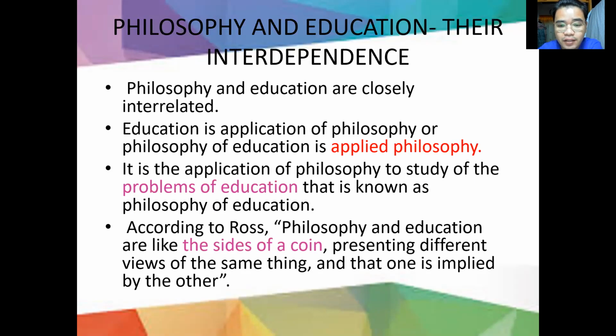And according to Ross, philosophy and education are like the sides of a coin, presenting different views of the same thing, and each one is simplified by the other. But I'd like this definition: it is the application of philosophy to study the problems of education.